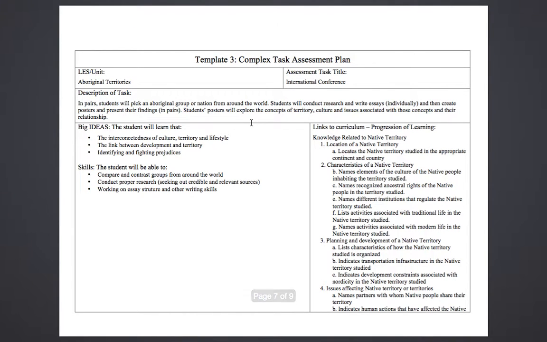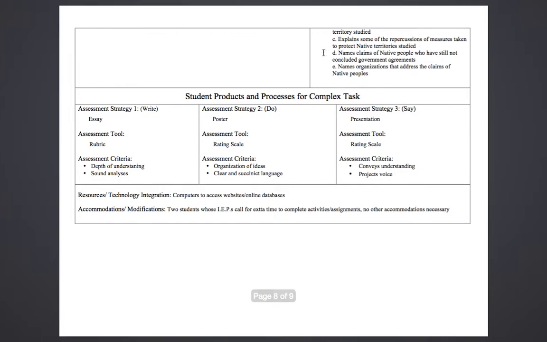So now I'll just quickly talk about the culminating in more detail. Again, here's the description. We've already gone over this, so I'll just skip through that. And here's what it's targeting, but again, that's from the progression of learning, so we've already covered that. Here's basically what I'll ask them to do. 3 components, right? The essay, which is done individually, and they'll be assessed on a rubric, which they'll be provided. Then the second part is the poster, which they'll complete in pairs and be marked in pairs. And the assessment tool will be a rating scale.